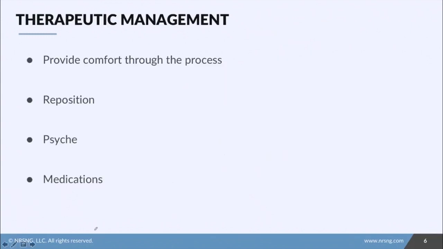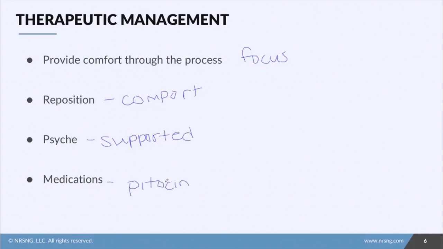All right, our therapeutic management is going to revolve around helping the mom to feel comfortable during her labor process. So how to focus her powers, how to focus her energy, reposition for comfort. And her psyche, so making her feel supported, or helping her support person to make her feel supported. Medication, so this might be giving Pitocin to help strengthen those powers, make those contractions stronger, and it could also be pain management medication.